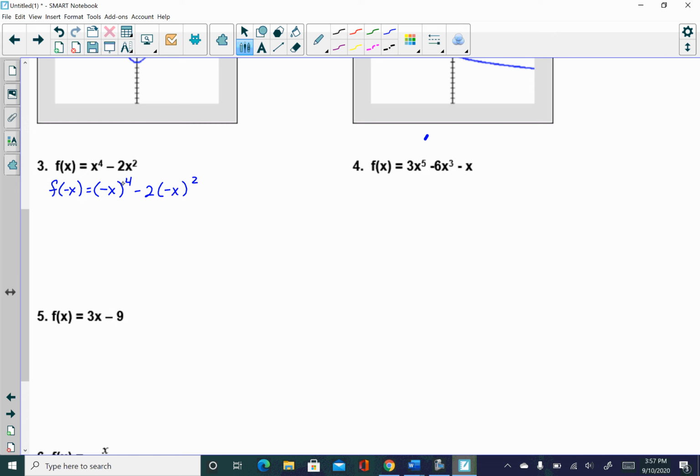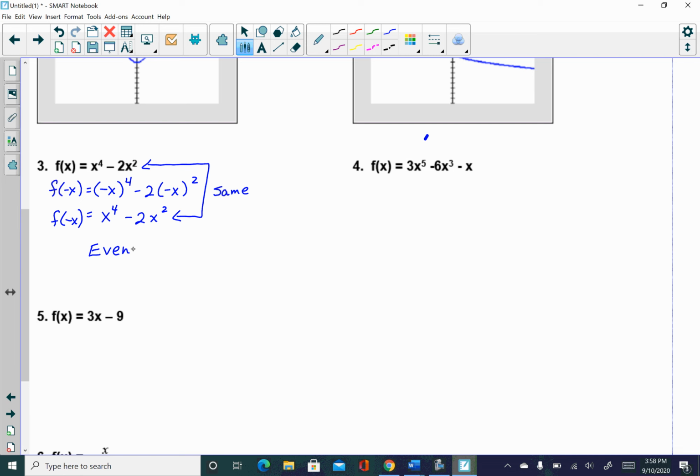Anytime you take a negative and raise it to an even power, that always, always, always comes out positive. So that would be positive x to the fourth. Minus 2, take this negative and raise it to another even power. That's going to be a positive x squared. So now compare the original to what we just found, f of negative x, what we just cleaned up. All signs stayed the same. So this function is even.